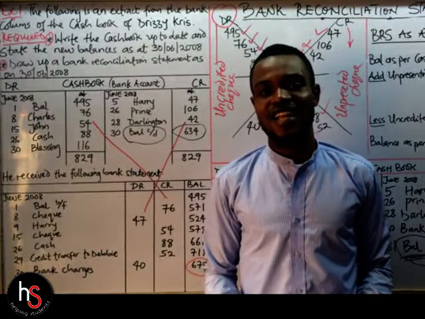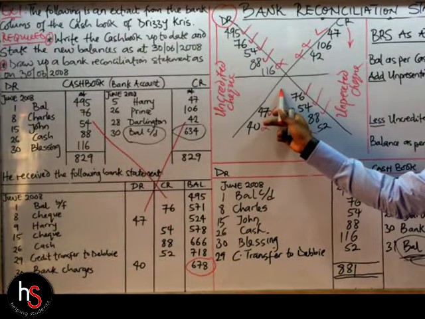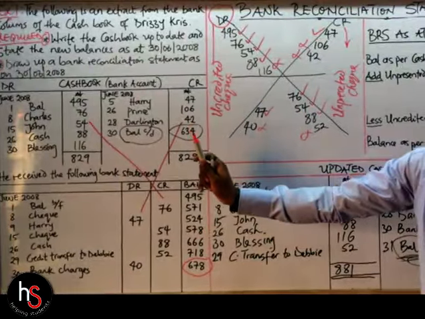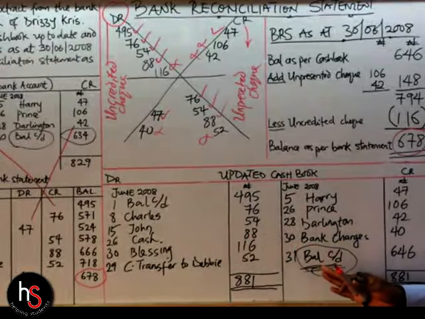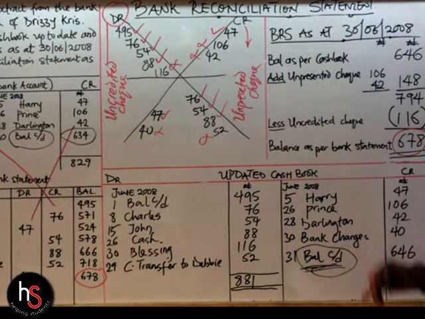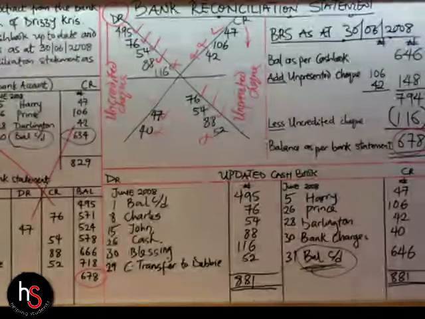I hope you understand the steps. Remember, step 1, you try to identify the uncredited check and the unpresented check. Step 2, you update the cash book. And step 3, you make use of the values and you arrive at your final answer.